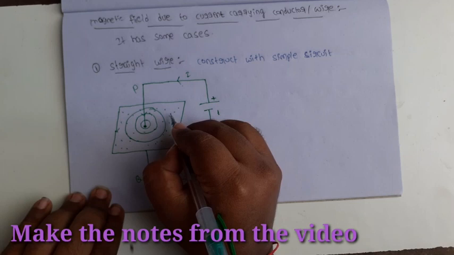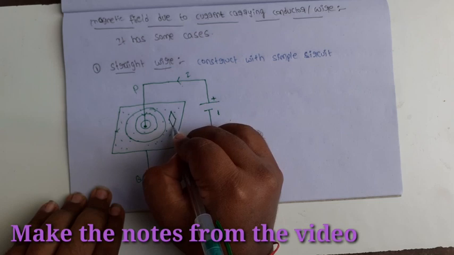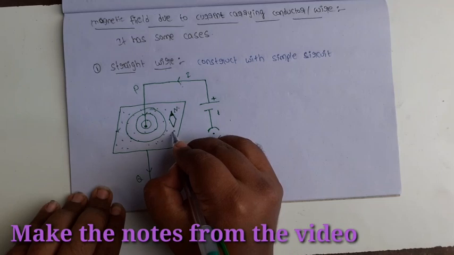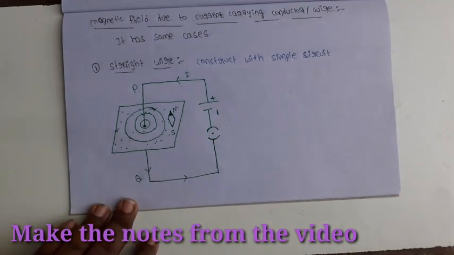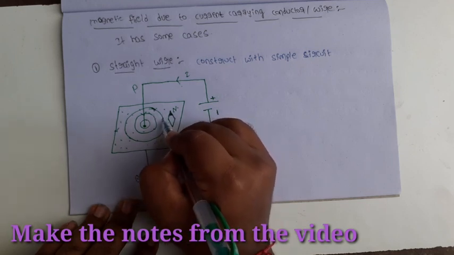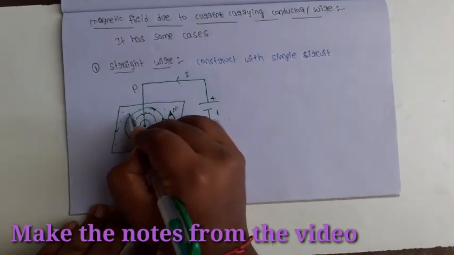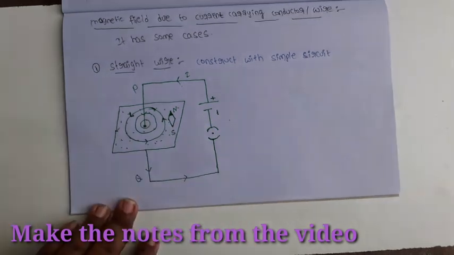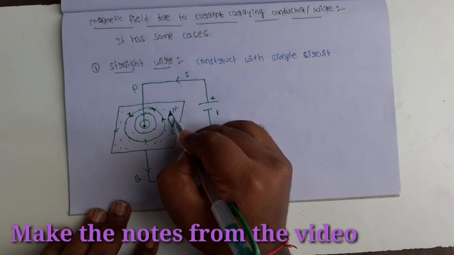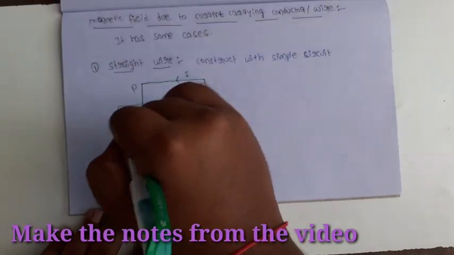Place the compass needle on the cardboard. This is the compass needle, with north direction and south direction. When you place the compass needle on the cardboard, it will deflect in the clockwise direction. This is the clockwise direction.